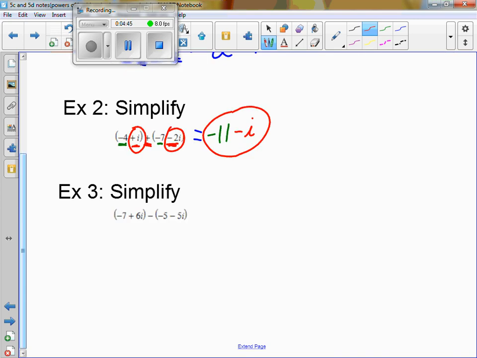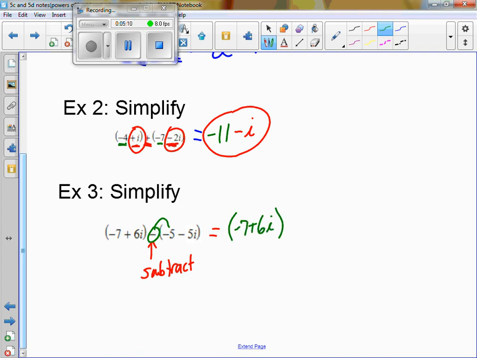So example 3 is one that a lot of students get wrong. There's no reason to get it wrong. The thing that's confusing is this subtraction. So what I would do is make it an addition problem. So I'm going to distribute in this negative. So I have negative 7 plus 6i plus 5. Negative times a negative is a positive. And negative times a negative again is positive.